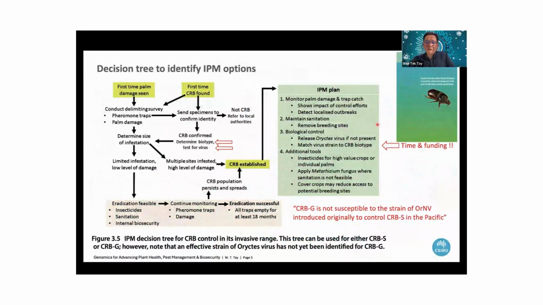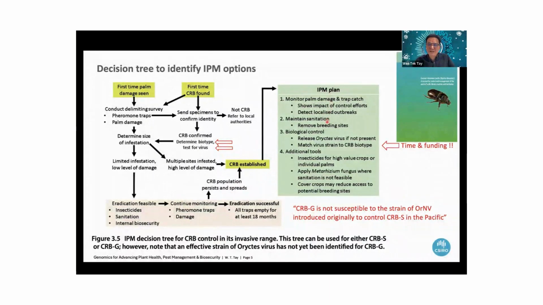Because of the identification of the CIBG in Guam, an IPM decision tree has been developed, involving development of new IPM solutions. For example, if the beetle is found or palm damage is detected, one needs to confirm that the CIB is there, and then use the CO1 gene to determine the haplotype and test for the virus. If damage continues to be seen, and the damage signs are spreading, it can be assumed that the beetle has established.